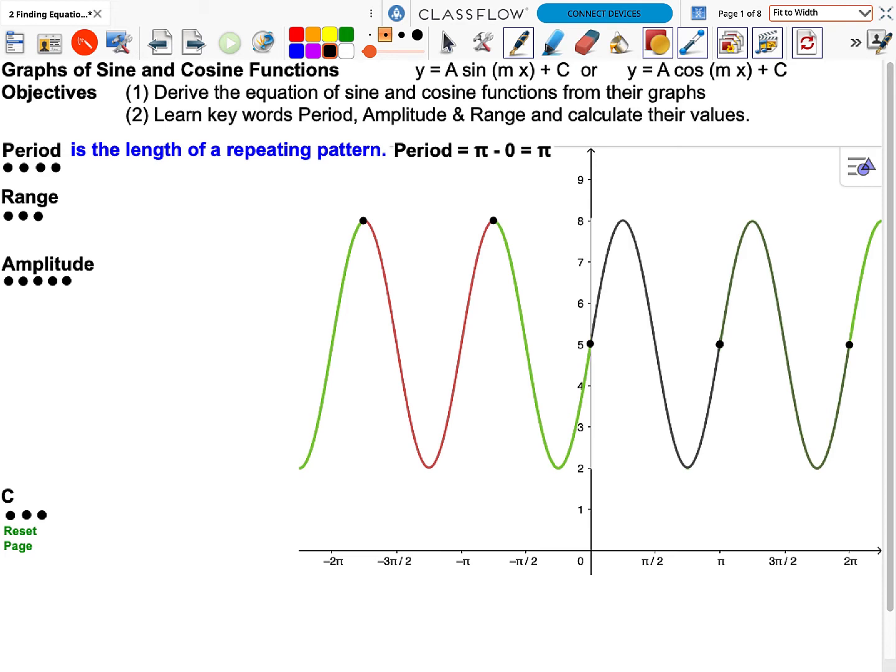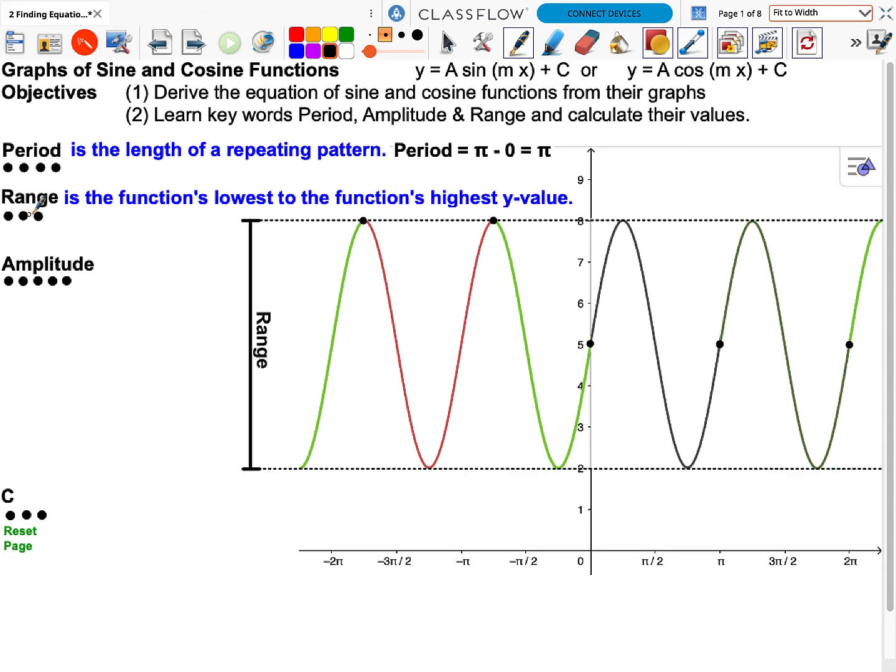The next thing we're looking at is the range. Now, the range of a function is the function's lowest y value to its highest y value. So we look at the picture here and we can see that the lowest y value is +2 and the highest y value is 8. So therefore the range is the closed interval from 2 to 8.